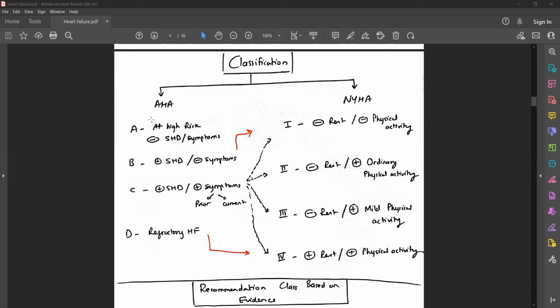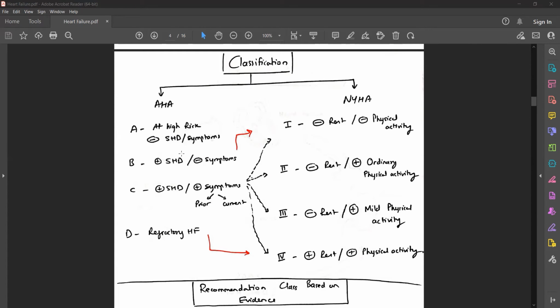Stage A is when the patient is at high risk of heart failure but does not have any structural heart disease or any symptoms of heart failure. So you do an echocardiogram and the patient does not have any left ventricular hypertrophy, does not have any problems with the valves, does not have any signs suggesting cardiomyopathy, or any wall motion abnormality. So in these cases, we'll say that the patient is stage A, but is at high risk.